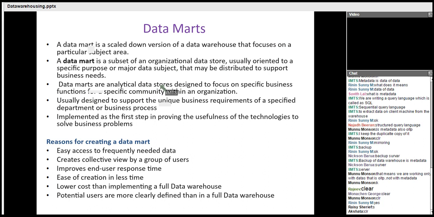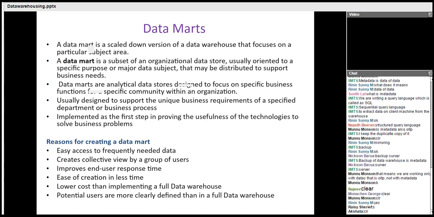So data marts are analytical data stores designed to focus on specific business functions for a specific community within an organization. Say a data mart is the data for the finance department, or a data mart is the data for the marketing department, or the data for the HR department. So data related to a particular business function is called a data mart.